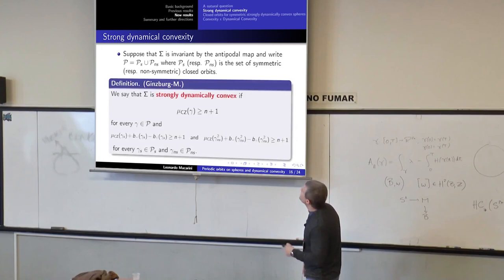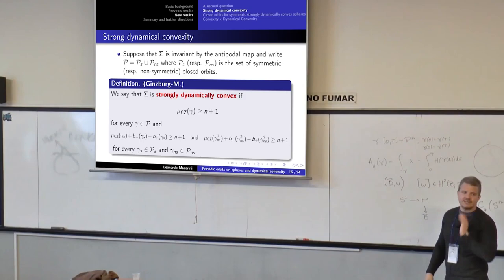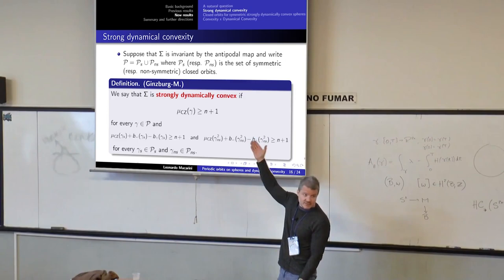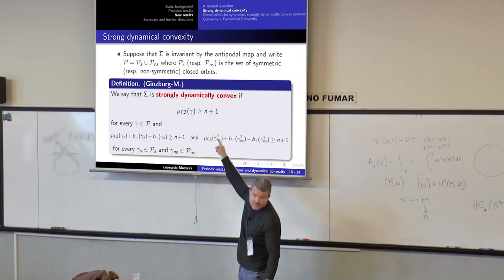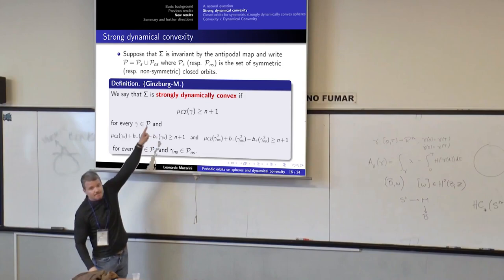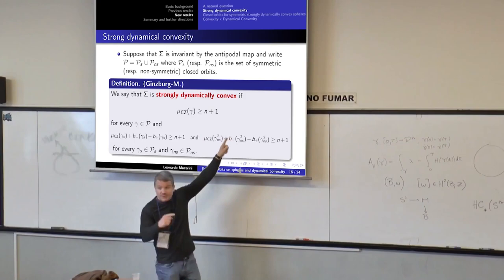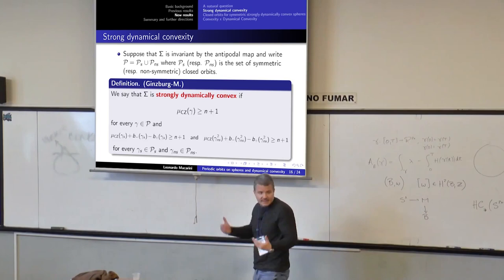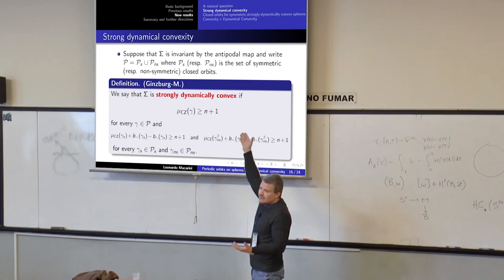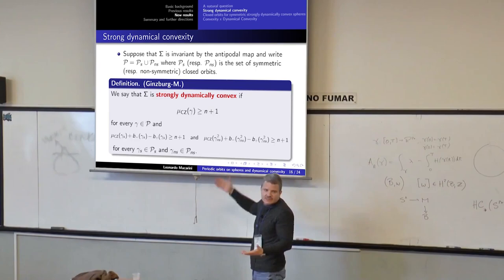We say that sigma is strongly dynamically convex if it's dynamically convex, in the sense that the index of every periodic orbit is at least n plus 1. But now we have this additional condition, namely that for the symmetric orbits, you have this inequality involving the index and b minus and b plus. And for the non-symmetric orbits, you have the same condition, but only for the second iterate of the orbit. It's a technical condition, but it's important. And again, of course, in the non-degenerate case, it's the same as dynamical convexity, because in this case, b minus and b plus are both zero.